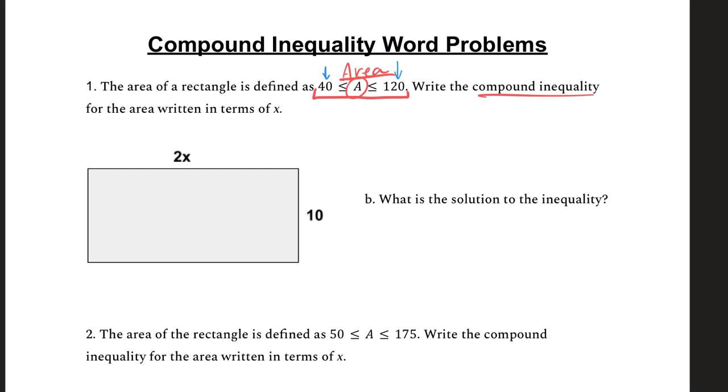So what is the area of this rectangle? Do you remember how to find area? Well, area is just length times width, right? Length times width. And so the length of this is 2x and the width is 10. So what is 2x times 10?